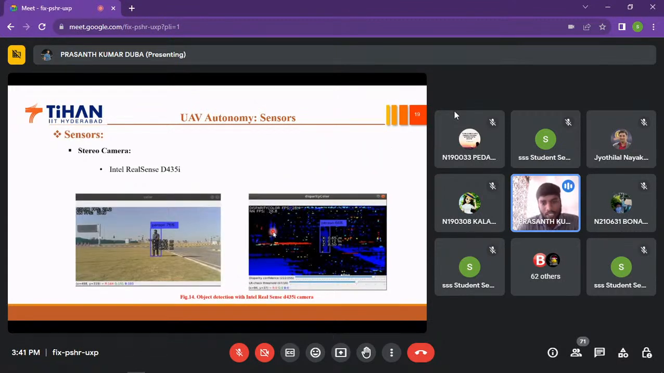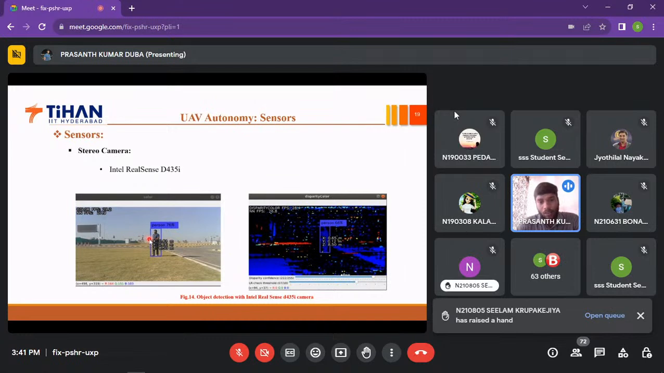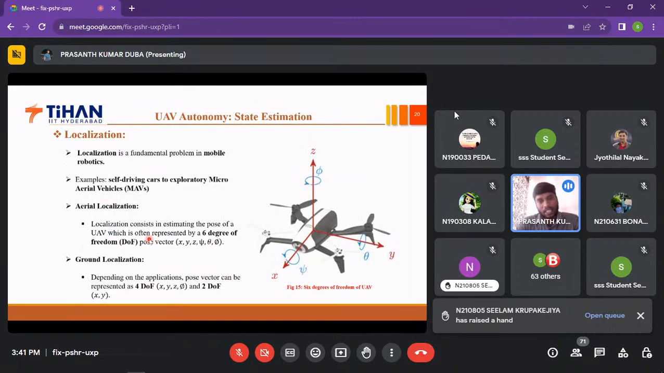Here you can see some of the results. We are identifying a person at a distance of 0.6 meters along the x-axis, y-axis, and z-axis. This stereo camera gives the XYZ information about the object like this. So first we have the IMU and GPS data, with which we predict the position of the vehicle. Then with the stereo camera, we identify the object distance. So these are the state estimation.